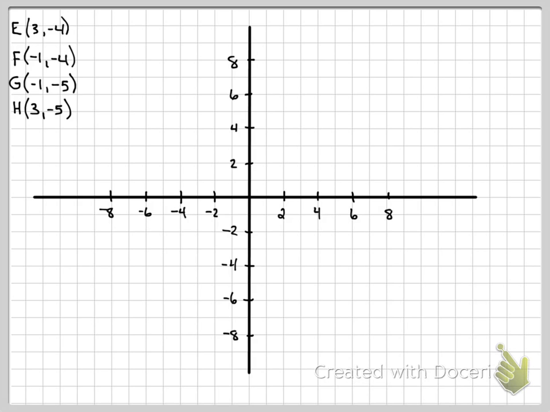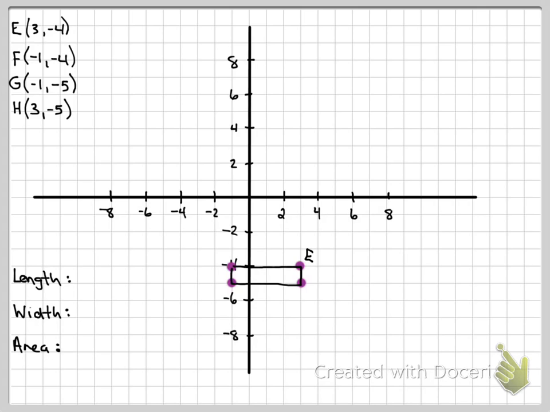Okay, so now I go right 3, down 4. Point E. Did you do your point there? Okay, that's point E. Now I go left 1, down 4. Negative 1, down 4. That's point F. Then I go negative 1, down 5. Then I go over 3, down 5. And look, it forms a rectangle. But I'm not done yet. I want to know what is the length, what is the width, and what is the area of this rectangle.